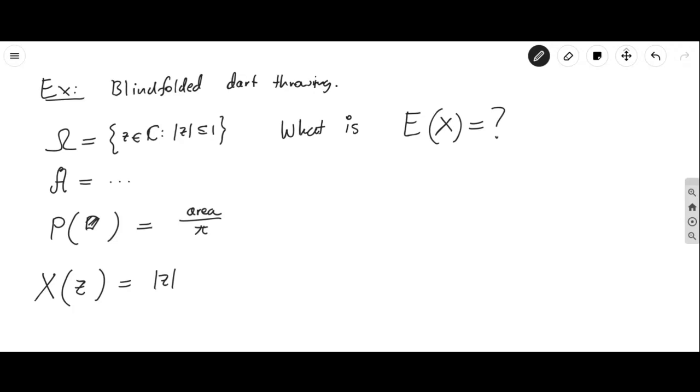Let's try to understand what we're trying to ask. So here's what we're going to ask. We have a dartboard, and inside this dartboard, we're throwing random darts in a blindfolded way. So we have absolutely no preference where it ends up. It's just scattered all across the board.